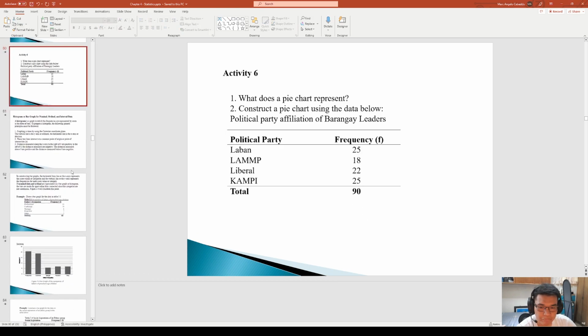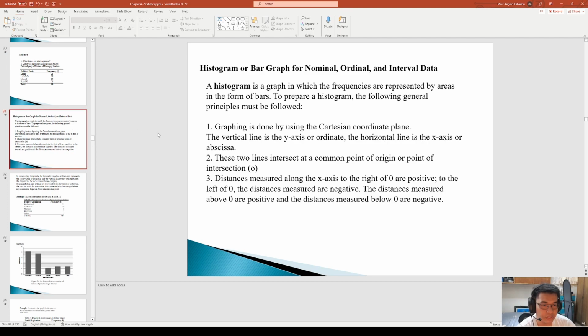Okay. Next in line is the histogram, or what we call a bar graph. There are different bar graphs for nominal, ordinal, and interval data. A histogram is a graph in which the frequencies are represented by bars. So instead of cake slices or pie slices, this time it's bars. How do we prepare it, or what are the steps to follow?